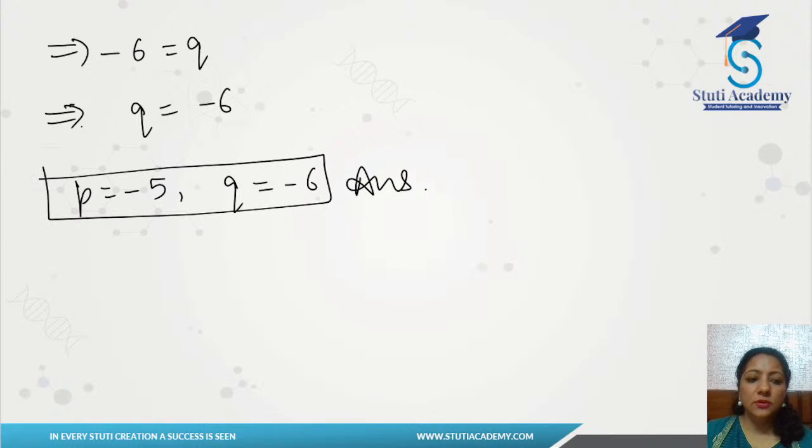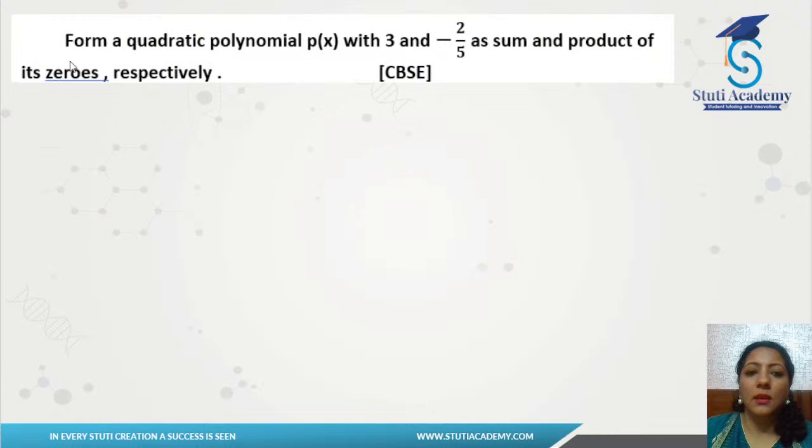Now let's proceed further. This one is very easy. We did this yesterday also. Form a quadratic polynomial with 3 and minus 2 by 5 as the sum and the product of its zeros respectively.